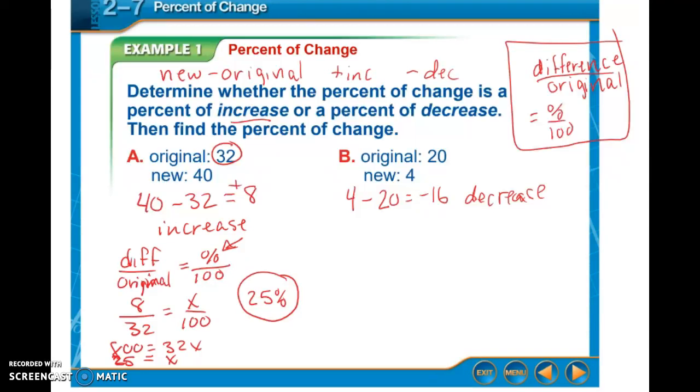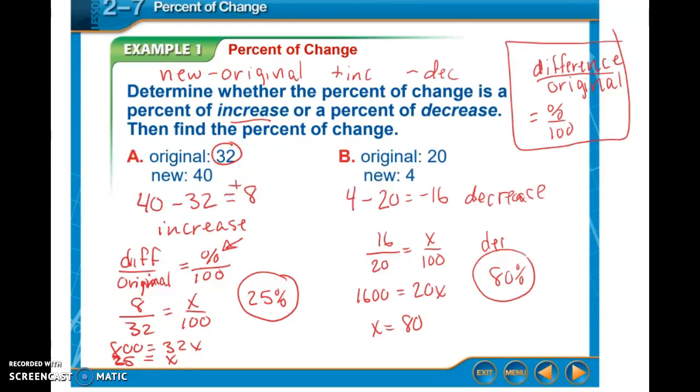Okay, so this one, you've got 16 over the original is 20 is x over 100. So you end up with 1600 equals 20x. Divide by 20 and you end up with x equal to 80. So this is 80% decrease. So you always have to tell if it's a decrease or an increase for problems like this.